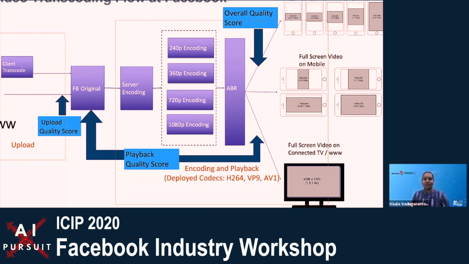Then the quality scores are measured at the input to understand the quality of the uploaded video. Then for each encoded bitstream, the score is measured as compared with its original, which is called the playback quality score, and the quality score for the encoded bitstream independent of the original, which is called the overall quality score of the video. All this is then used by the ABR, which is adaptive bitrate streaming, to dynamically decide which video is sent to the user based on the user's environment.